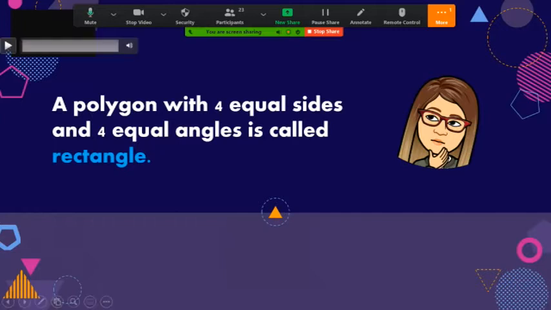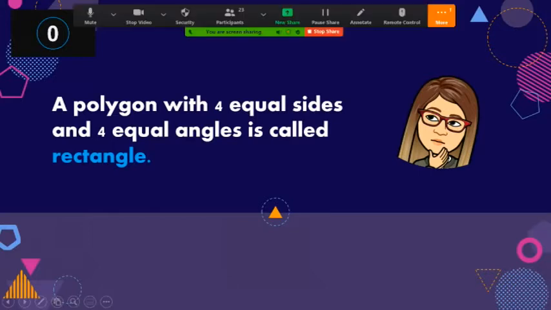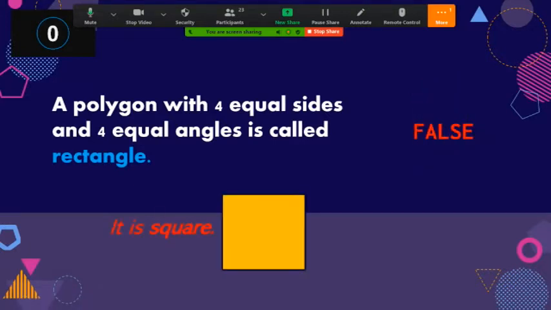You have 10 seconds to answer. A polygon with 4 equal sides and 4 equal angles is called rectangle. Left or right? Left. That means it's false. Why do you think it's false? Because it is a square. Okay, that's correct. 4 equal sides and 4 equal angles is a square. It's not a rectangle. So the answer should be false. So you must jump to the left.